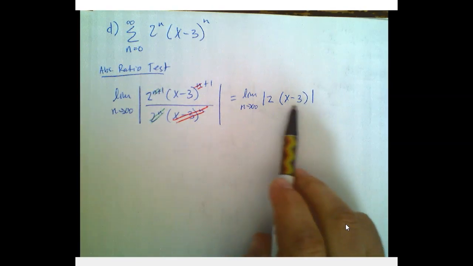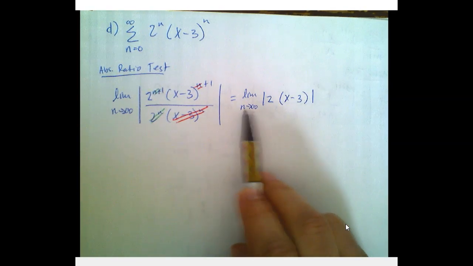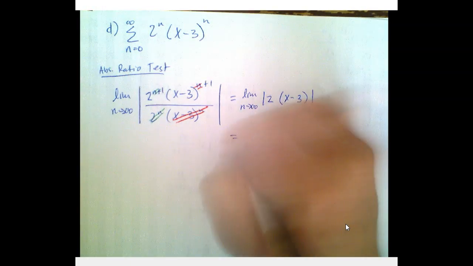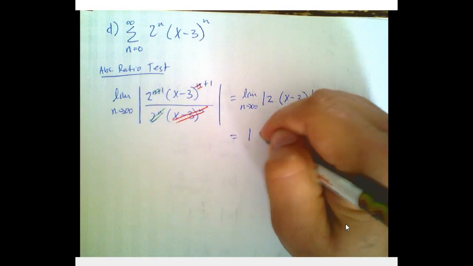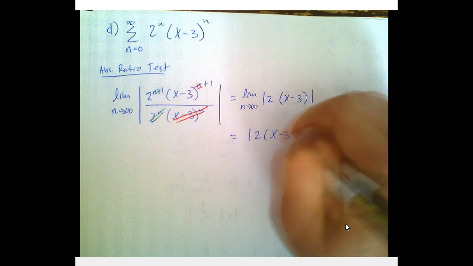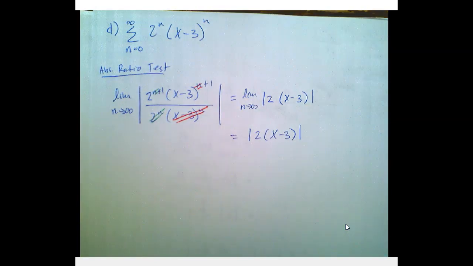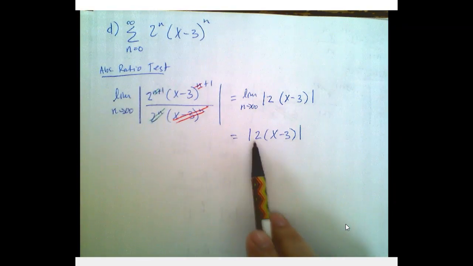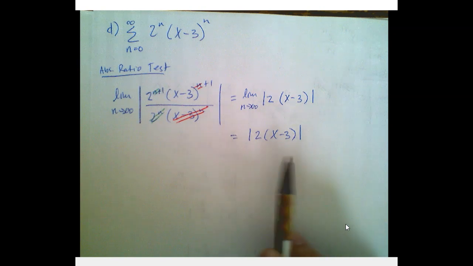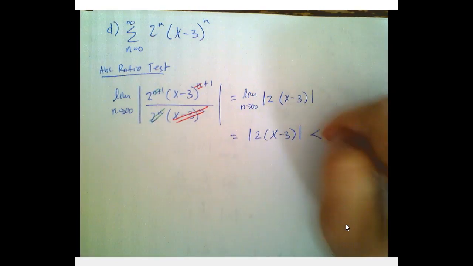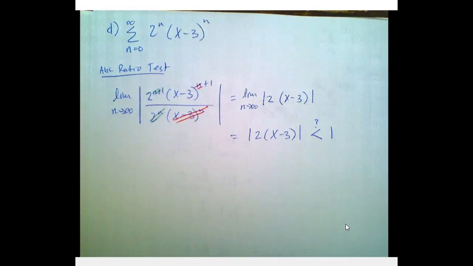So notice that this limit is not dependent upon n, so that's exactly what it's equal to. So the absolute value of 2 times x minus 3 here. So by the ratio test, we know that this will converge if it is less than 1. So we need to figure out the values of x that make this less than 1.